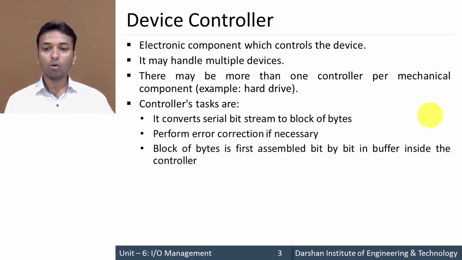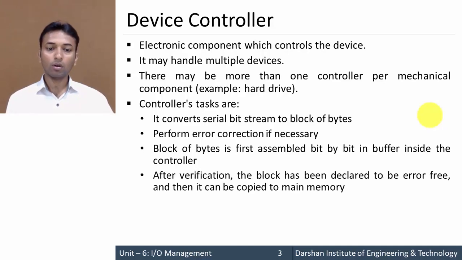Then after, block of bytes is first assembled bit by bit in the buffer inside the controller. After verification, the block has been declared to be error free, and then it can be copied into the main memory. So once your data becomes error free, then that block has to be copied into the main memory. So these are the various tasks of device controller.